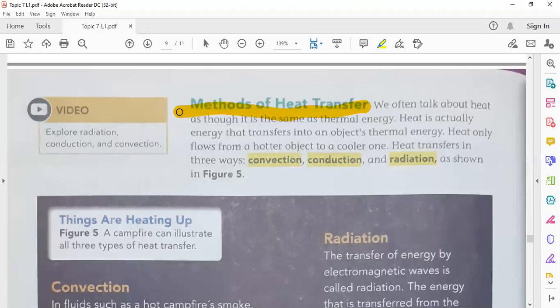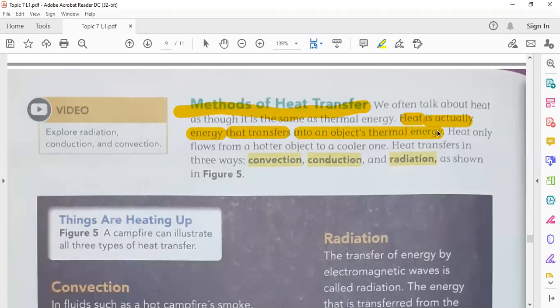Heat. What is the meaning of heat? Of course, we often talk about heat as though it is the same as thermal energy, but thermal energy is different from heat. What is heat? It is actually energy that transfers, or moves, into an object's thermal energy.